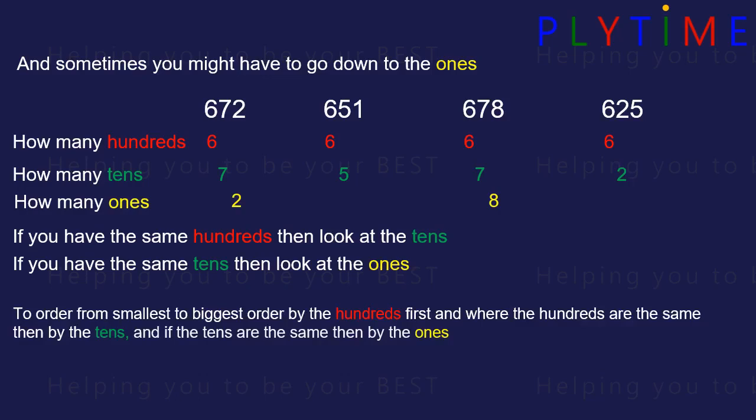Now to order from smallest to largest, we look at the hundreds first, then the tens, then the ones. So the smallest is 625, then 651, and then we look at the tens and the ones, it's 672, before the biggest, which is 678.